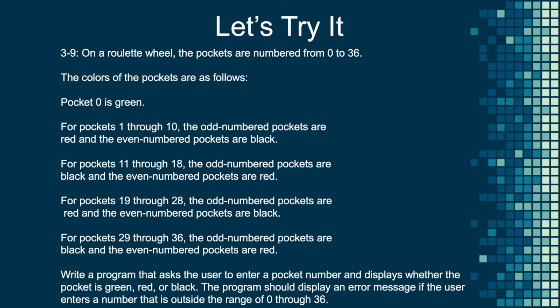The color of the pockets are as follows. So pocket 0 is green. For pockets 1 through 10, the odd numbers of the pockets are red, and the even number of pockets are black. For 11 to 18, it flips. 19 to 28, it flips again. 29 to 36, it flips again.